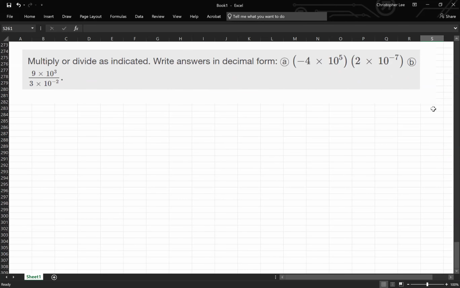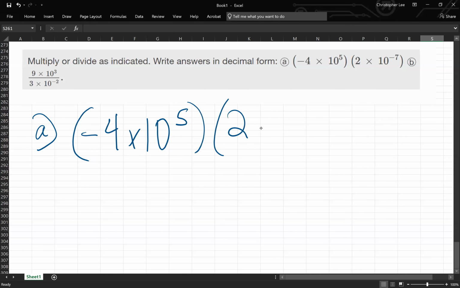All right. I'm looking at A. So A is -4 times 10 to the fifth power, right? Times 2 times 10 to the -7, right? So all you got to do is numbers with numbers, exponents with exponents. Y'all got to help me out though, because y'all know my timetables are not too great. What's -4 times 2? -8, right? Very good.